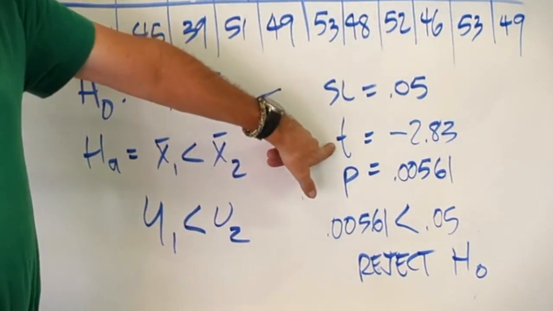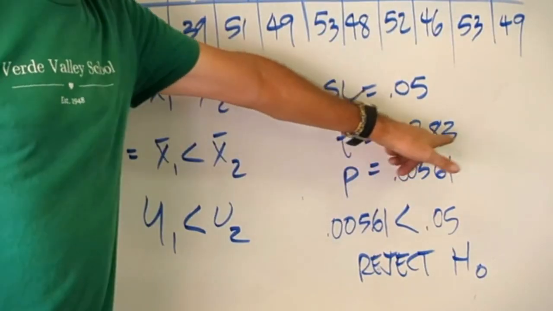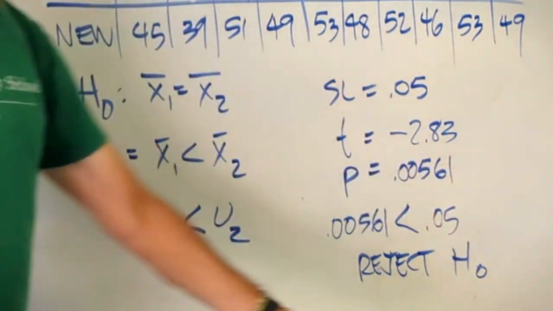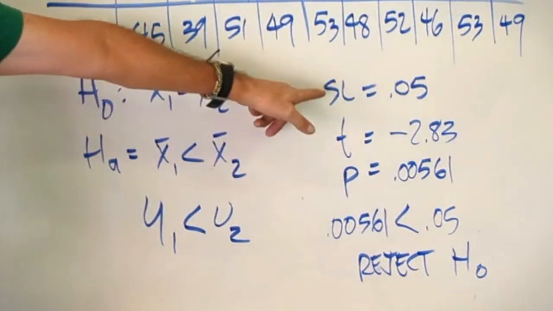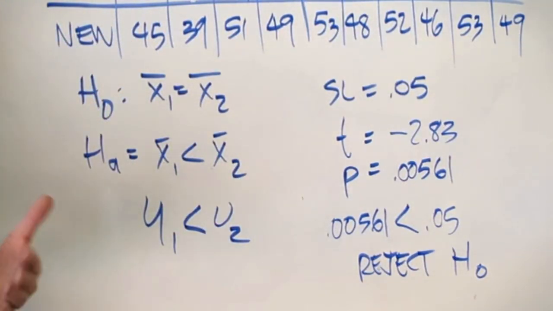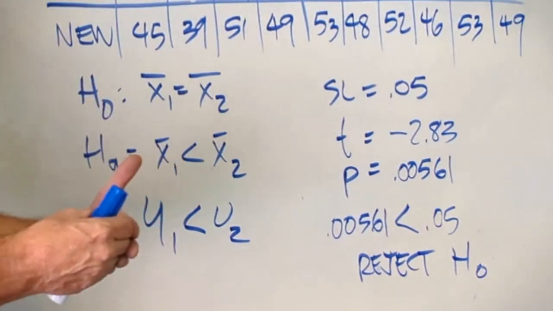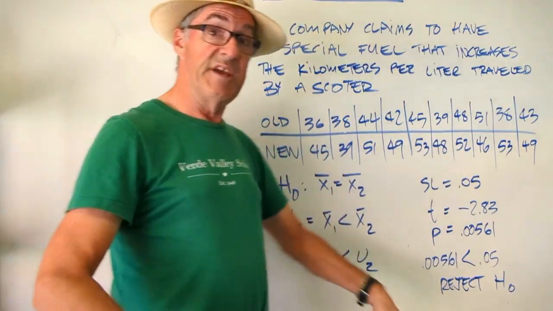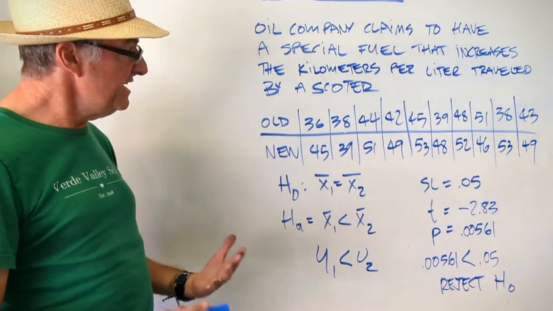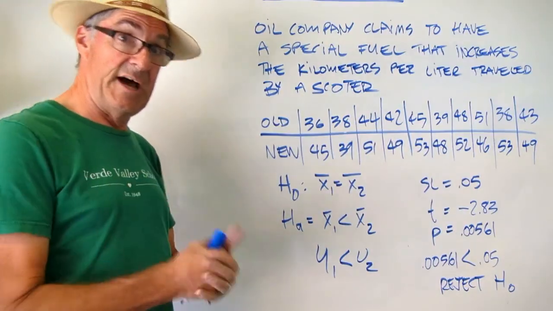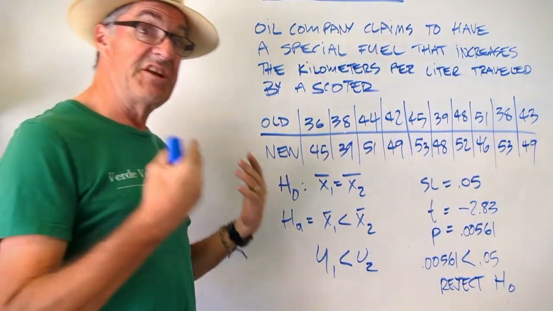So the t-value you get from this calculator is minus 2.83. The p-value is 0.00561. And when we compare our p to our significance level, we get that the p-value is smaller than 0.05. It doesn't rise to meet the significance level. So that means that we can reject H0 and we can accept HA, which means that the difference between the old and the new fuel in terms of kilometers per liter is significant.